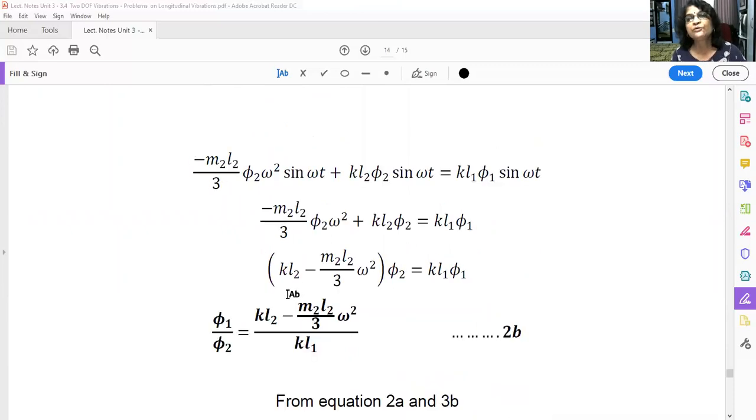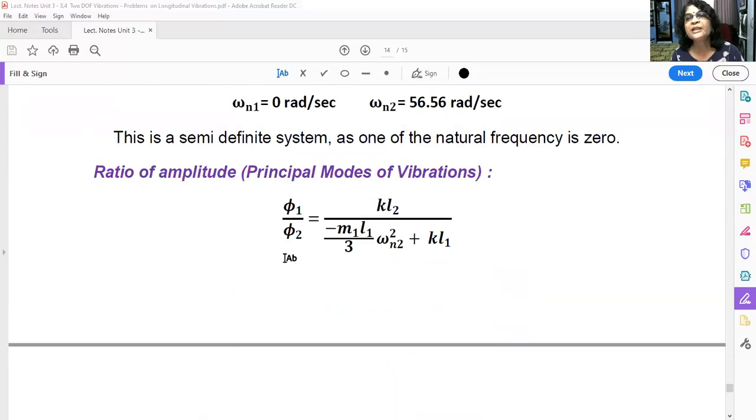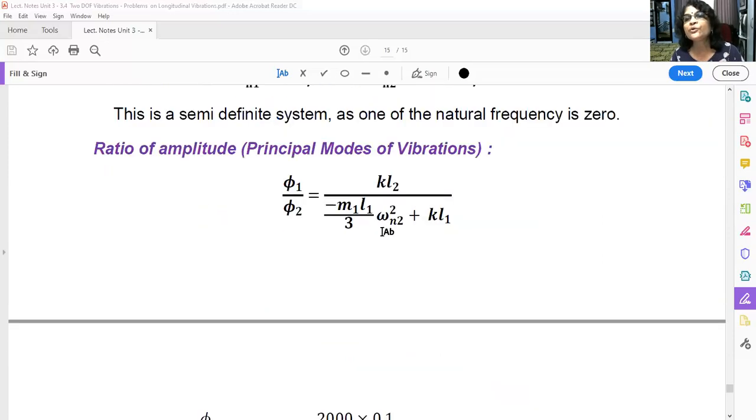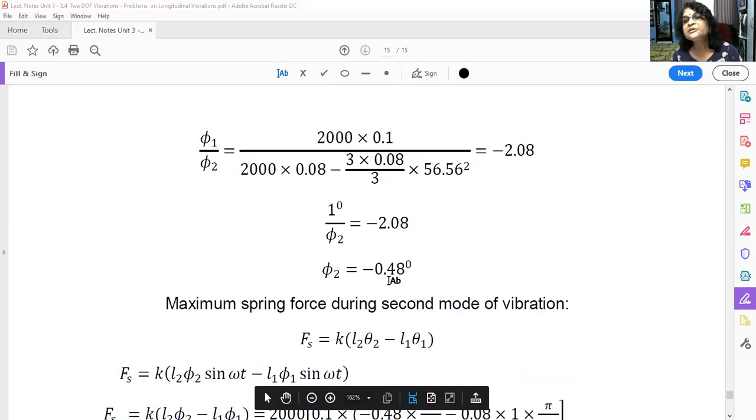So from here we will get the second mode shape, phi 1 upon phi 2. That's why we have put the value of omega n2 here. Understood? So we got phi 1 upon phi 2 is equal to minus 2.08. This ratio is minus 2.08. So when I put phi 2 is equal to 1 degree, I will get phi 1. When one rod is having 1 degree, the second rod is having displacement of minus 0.48 degree. So this is your second answer.